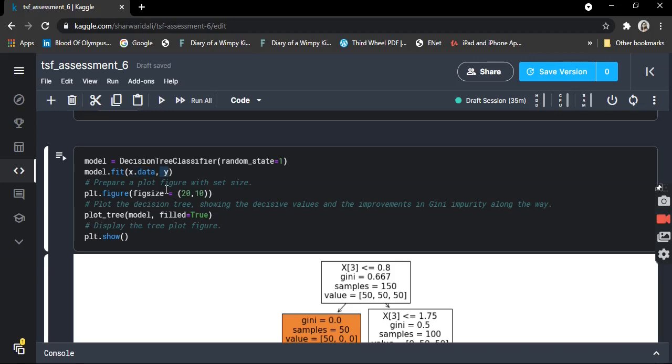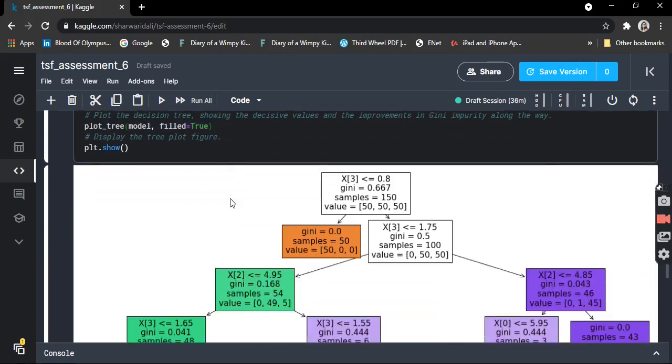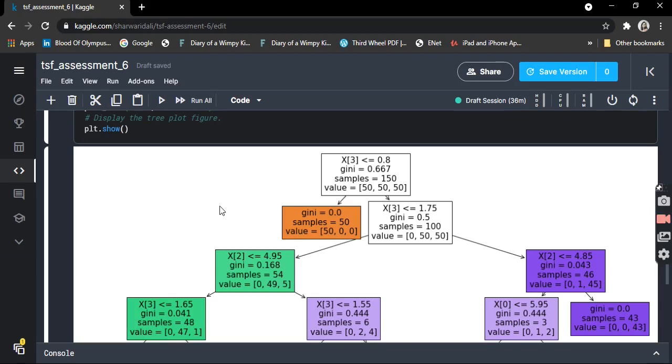Then we plot a figure, and plot_tree is used here to plot the decision tree. It takes the model and filled as an input, and plt.show to show the figure. Now in the figure we can see that the tree is split using the Gini index. So what is the Gini index here?